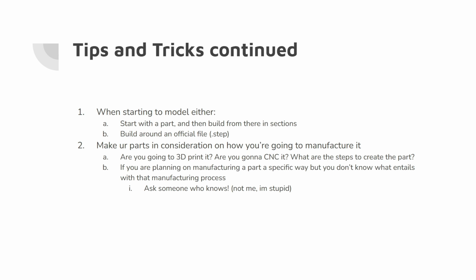This is the second part. If you are planning on manufacturing a part in a specific way, but you don't know how it works, ask someone. Don't ask me, I'm actually really dumb. I know how to do CNC and 3D printing, but if we want to do it any other way, you're kind of out of luck because we don't have those machines. If you want to just hammer a piece of metal into a shape, ask him. He knows how to hammer stuff.